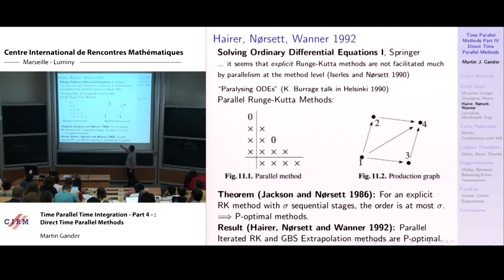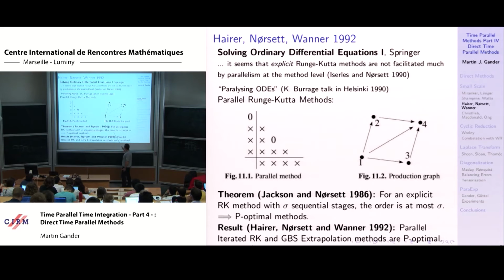And there's a very nice theorem by Jackson and Nørsett from '86 that says if you have an explicit Runge-Kutta method, which means you have a lower triangular matrix, and if you have sigma sequential stages, here you would have 1, 2, 3 sequential stages, even though there are 4 stages, but 2 you can do in parallel, then there is an order barrier. You cannot get a higher order than sigma.